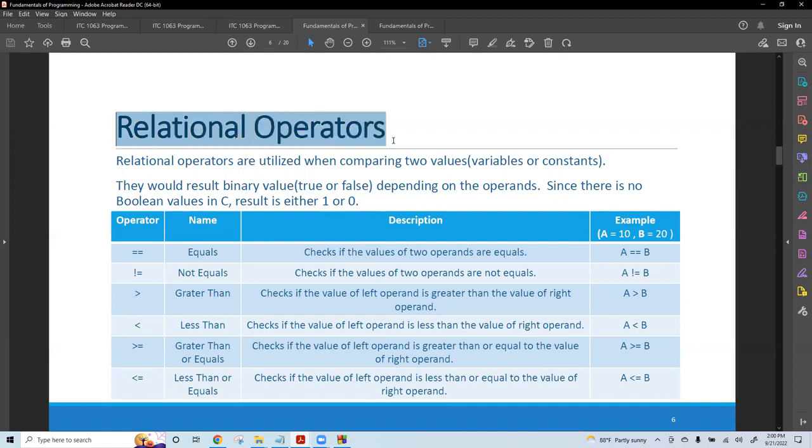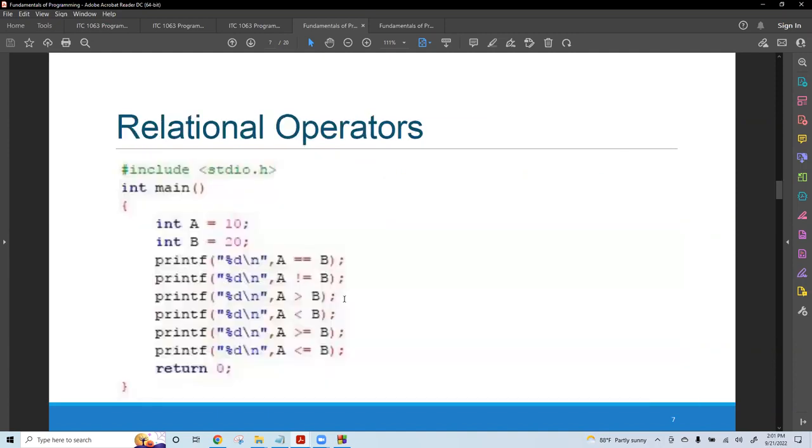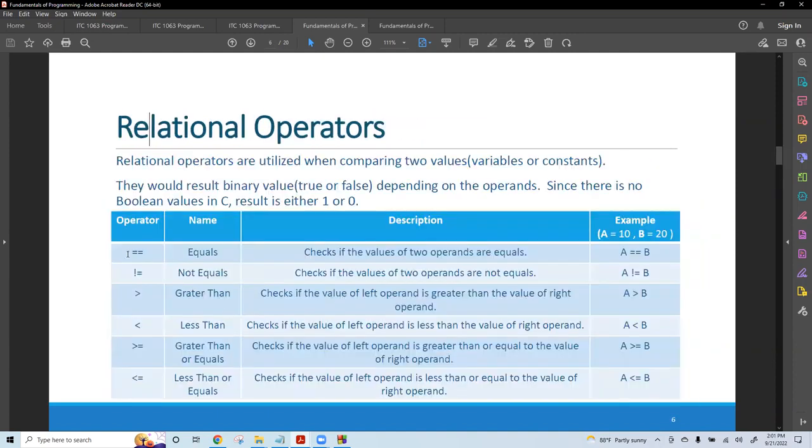So relational operators are binary operators. Their outputs are Boolean or binary in that sense. Even relational operators are binary operators because two operands are always needed. Right, so these are the relational operators that we commonly use.